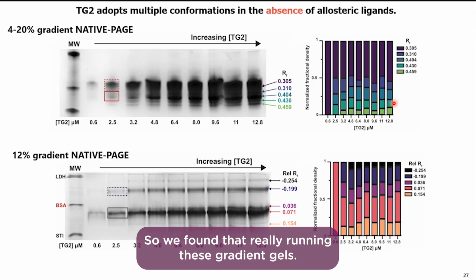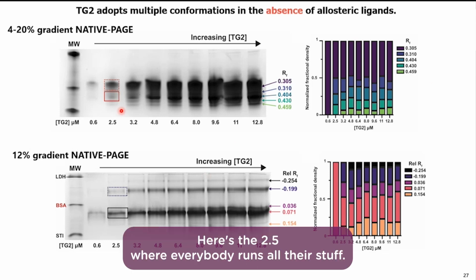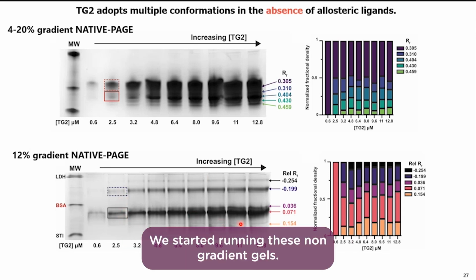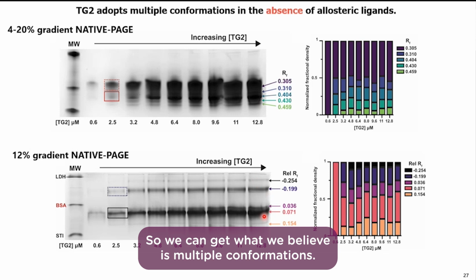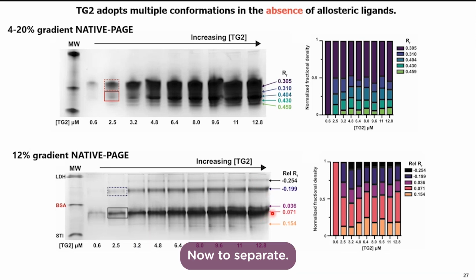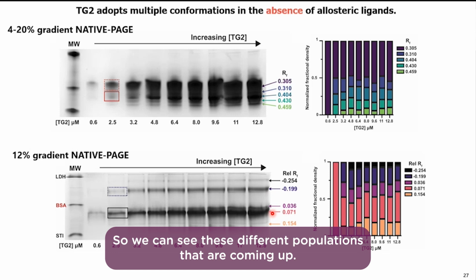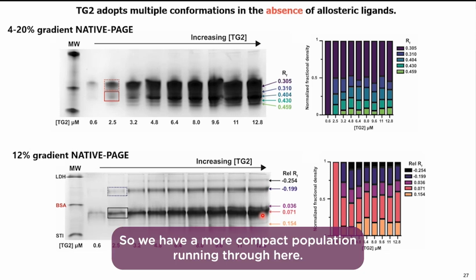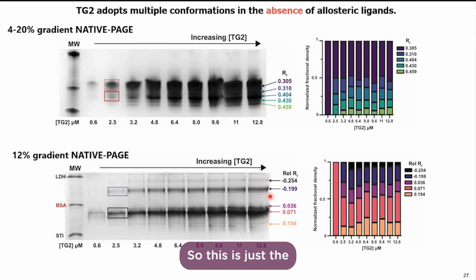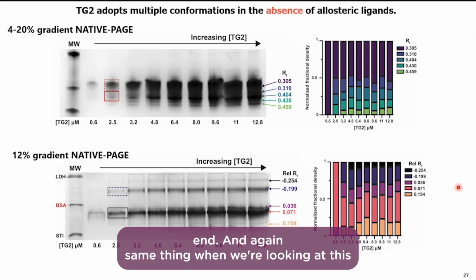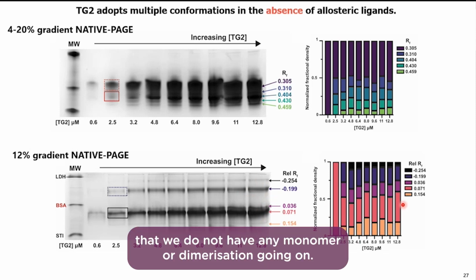So we found that really running these gradient gels, so again, here's the 2.5, here's the 2.5, where everybody runs all their stuff. When we started running these non-gradient gels, we could actually get things to separate. Okay, so we can get what we believe is multiple conformations to separate. So we can see these different populations coming up. We have a more compact population running through here, and then we have several of these that are not as compact. So this is just the APO, okay? And again, same thing, we do not have any monomer or dimerization going on.